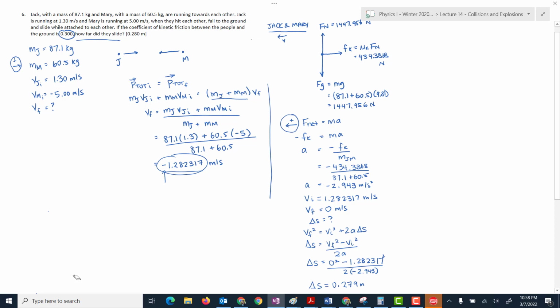It doesn't say this explicitly, but it really means how far did they slide before coming to a stop. Because if they didn't come to a stop, they're still sliding. So how far did they slide means they eventually come to a stop. So that's why my V final was 0 over here. Okay, so that's question 6.